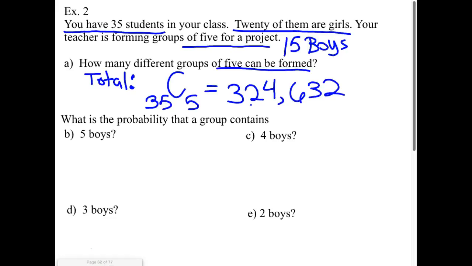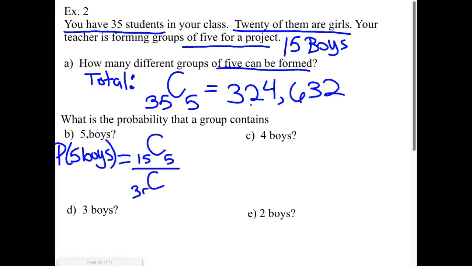Our first probability is talking about 5 boys. So I would say P, 5 boys that we're selecting. On top, we have to have our success. In our class, I have 15 boys, and I'm picking 5. Then on the bottom, remember, you put your total. To help us with time, I'm going to pause it there.